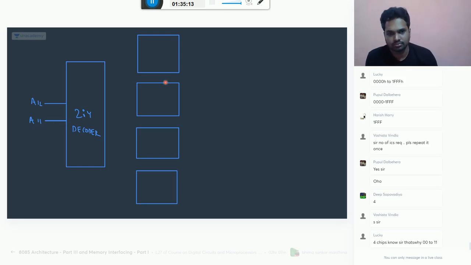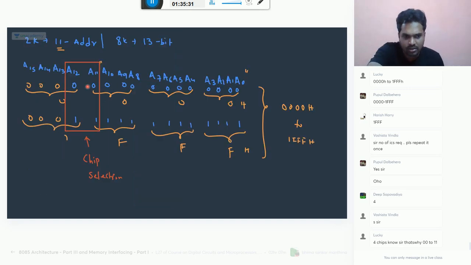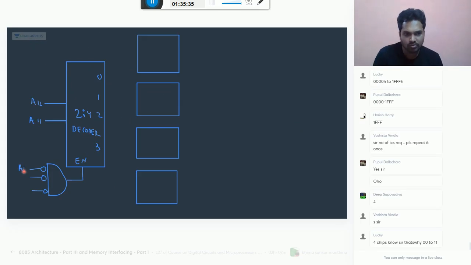For this decoder, you give the pins A12 and A11. Now, it has 4 possibilities 0, 1, 2, 3, and you have an enable input. For this enable input, you take an AND gate, and here you connect the first 3 bits. First 3 bits should be how much? 0, 0, 0. So A15, 14, 13 must be 0, 0, 0. You will get 1. If it is enable bar, we take a bubble. No problem. So now what do we do?